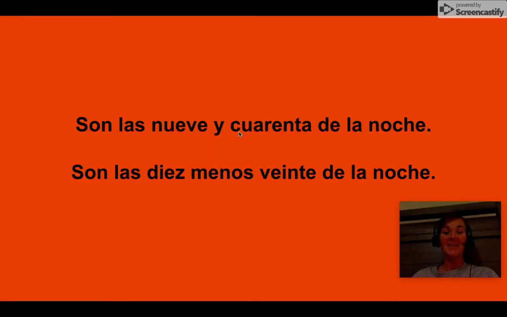9:40 p.m. Let's use both adding minutes and subtracting minutes on this one. Let's do adding minutes first. Son las 9:40 de la noche. Sí, son las 9:40 de la noche. If we wanted to subtract those minutes out, we'd have to go from 9 up to 10. So we're going to say son las 10 menos 20 de la noche. Because to get back to 40 after we're at 10, we're going to have to take out 20 minutes, which is 20. It's still going to say de la noche because it's PM.